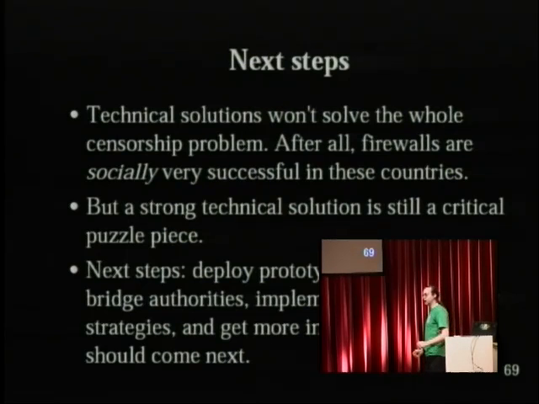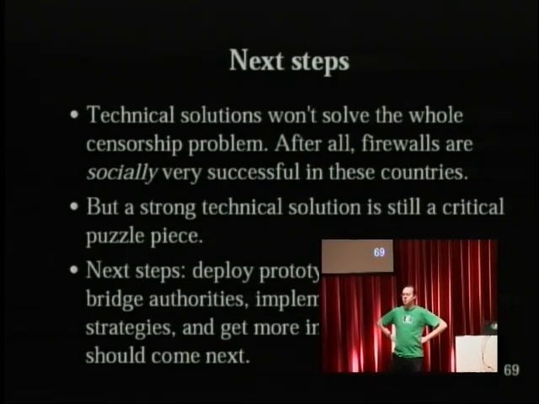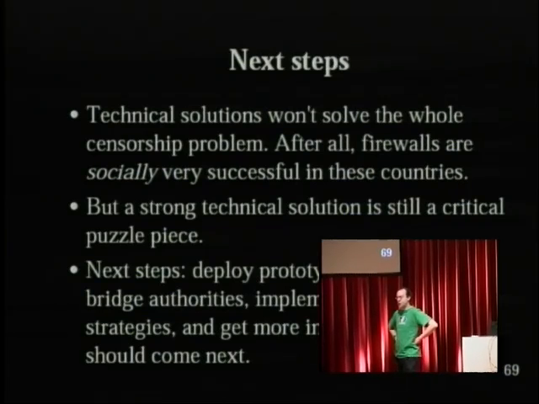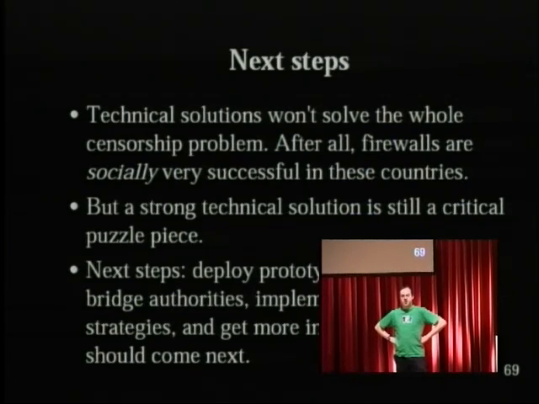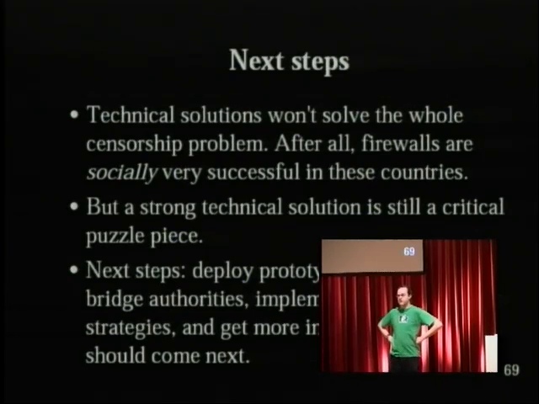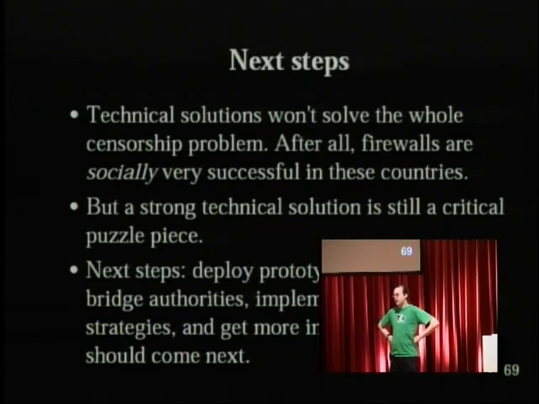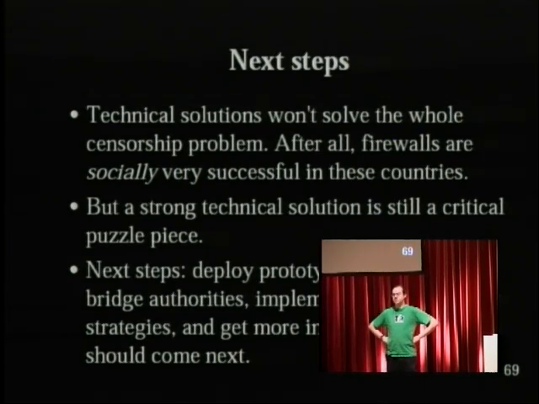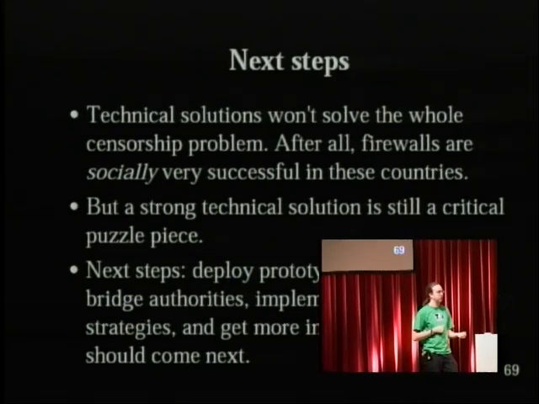So the next steps: technical solutions aren't going to solve the whole problem. These things are really effective socially. It isn't that there are a lot of people in China saying, man, I wish I could get to the real internet, it's a shame that my country doesn't let me. There are a lot of people in China saying, good thing my country censors the internet, otherwise I'd be seeing all that bad stuff that I don't really want to look at. And as long as socially they're succeeding, as long as most people in these countries say, good thing my internet is censored, then it's not entirely a technical problem.